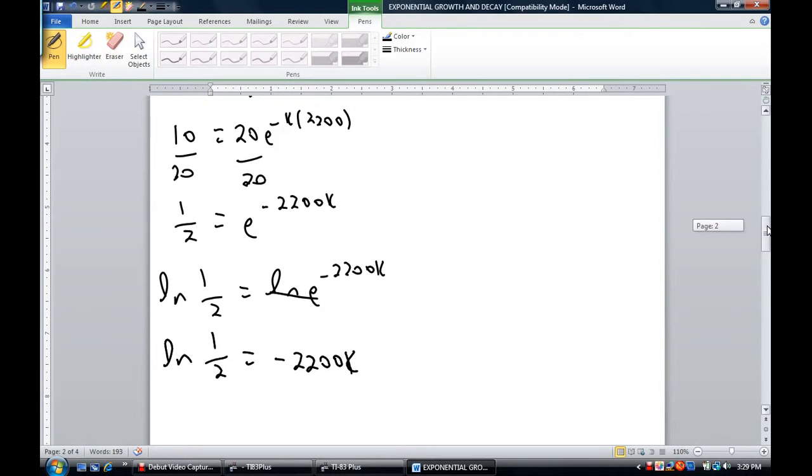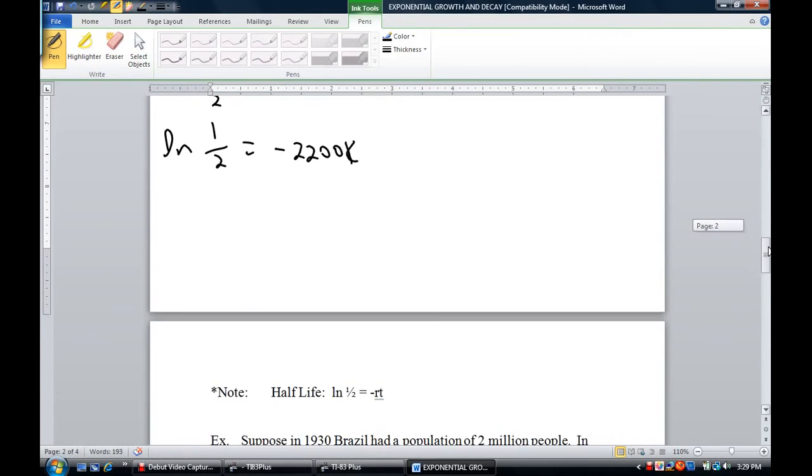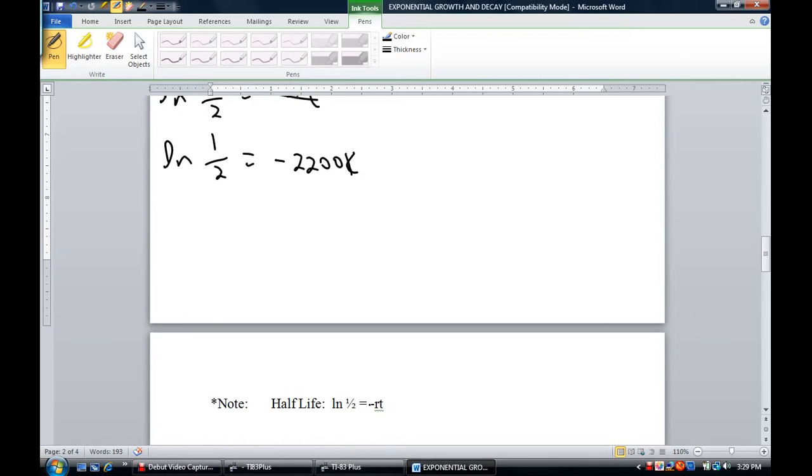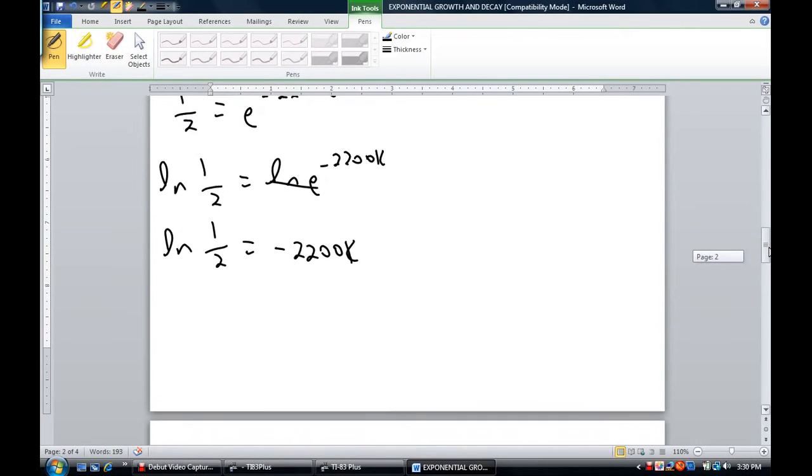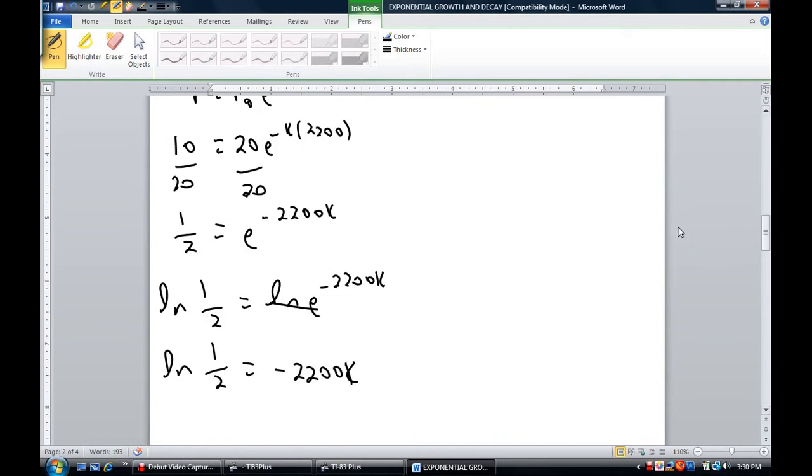So what I want to show you before we go any further is half-life. As before, you can actually bypass all the work that we just did and go straight to natural log of 1/2 equals, in this case, negative rt, because it's a decay. It always happens that way, because when you take the initial amount and end up with its half-life, you're always going to divide by that initial amount. It's always going to equal 1/2.